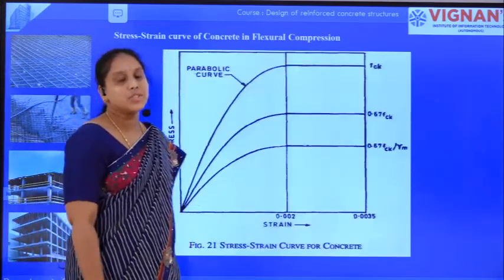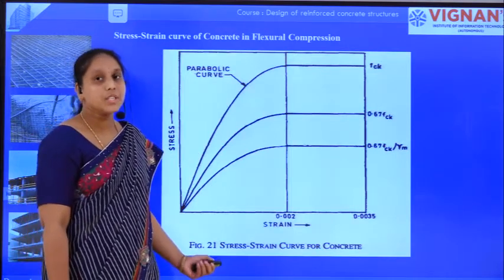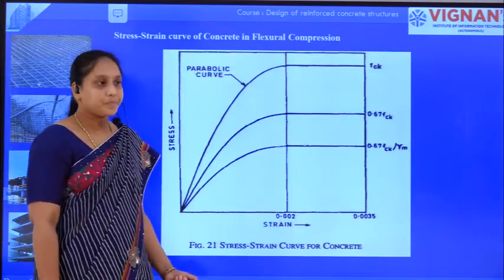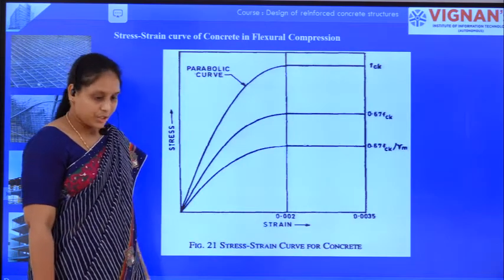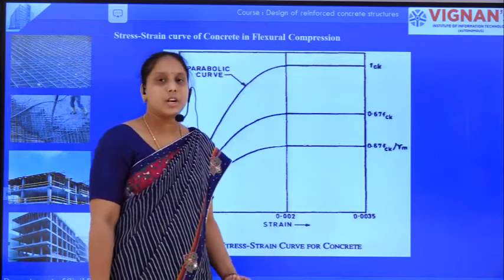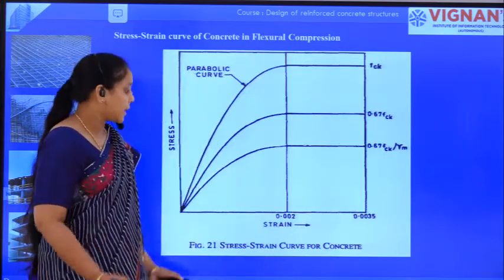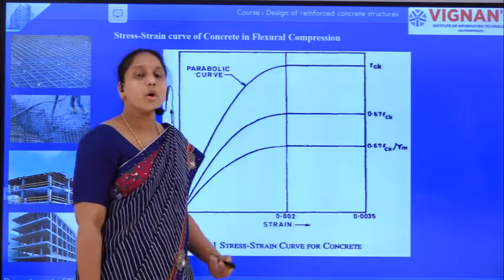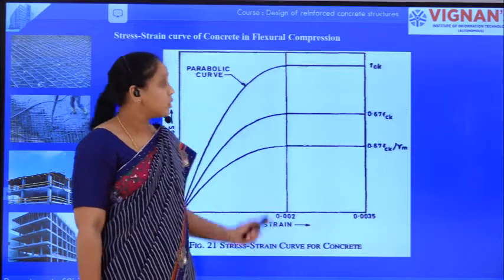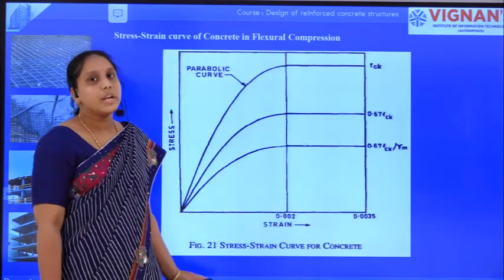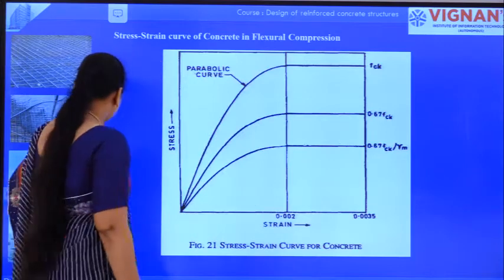So this is the stress strain curve for concrete, which is given in IS 456 for the design. This is what we have to follow for the limit state of collapse in flexure. By using this particular stress strain curve only, we are going to find out the design strengths of the material. So this particular stress strain curve is for the concrete.